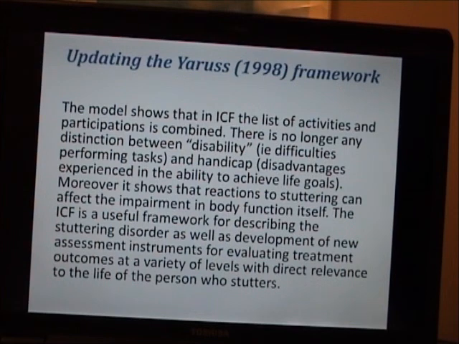The ICF is a useful framework for describing the stuttering disorder, as well as for development of new assessment instruments for evaluating treatment outcomes at a variety of levels with direct relevance to the life of the person who stutters.